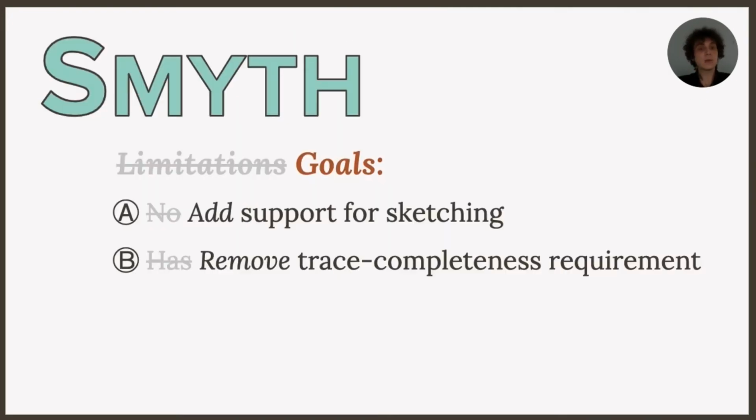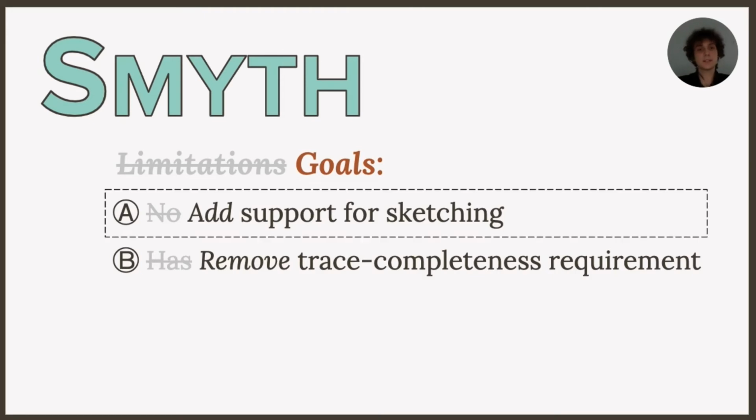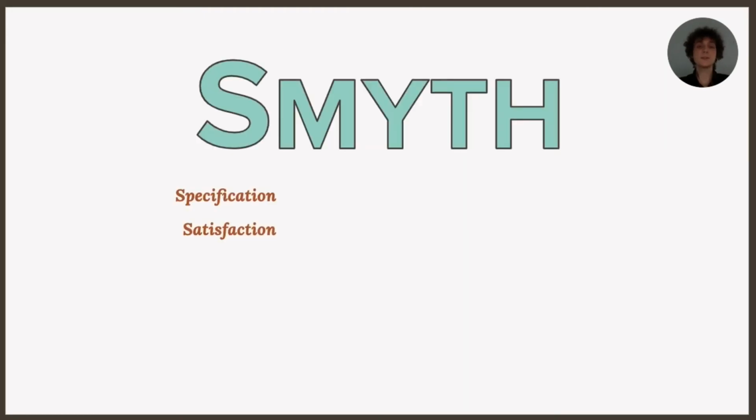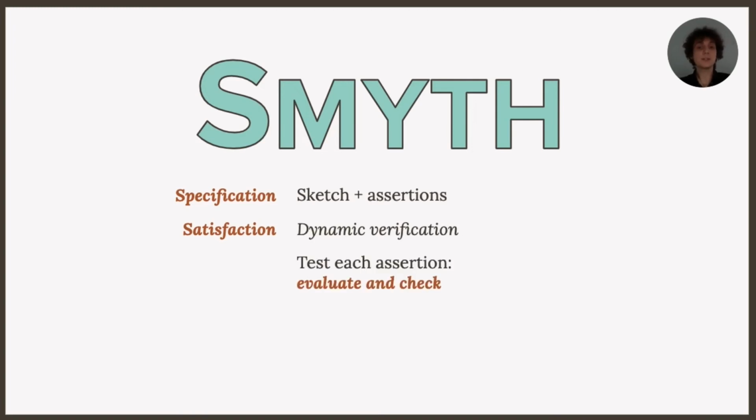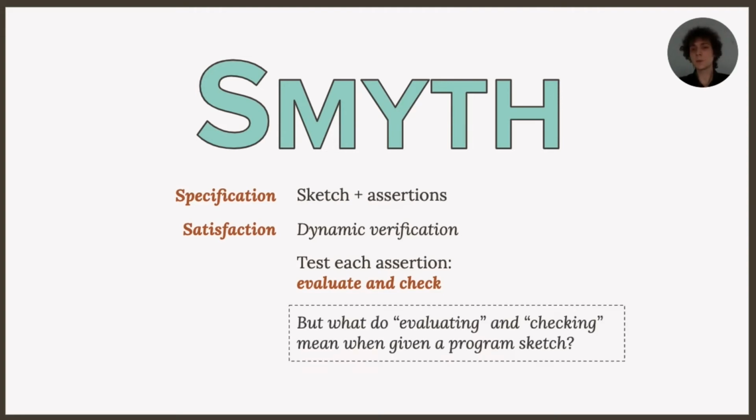Let's take a look at how we can support this first goal, adding support for sketching. So here's how Smith is going to work. As a specification, we're going to give it a sketch and some assertions. And because Smith is example-based, we're going to need to do dynamic verification. As before, this means that we're going to need to test each assertion. We're going to evaluate and check. But here's where it gets tricky. What exactly do evaluating and checking mean when given a program sketch?